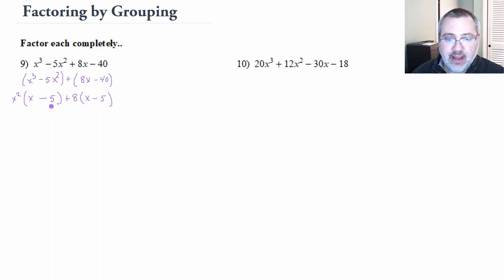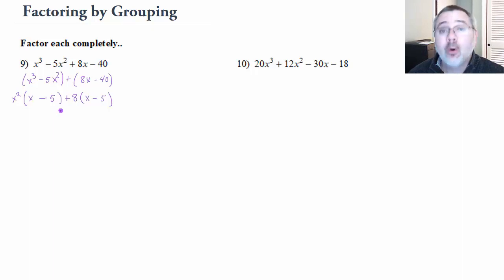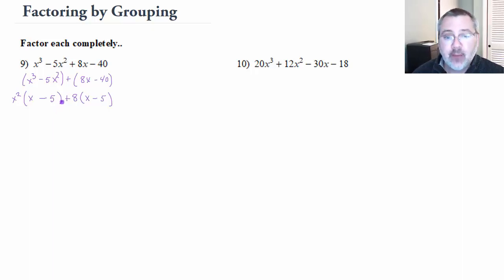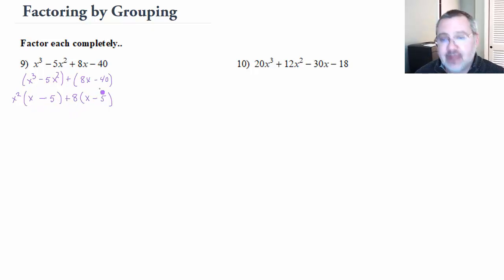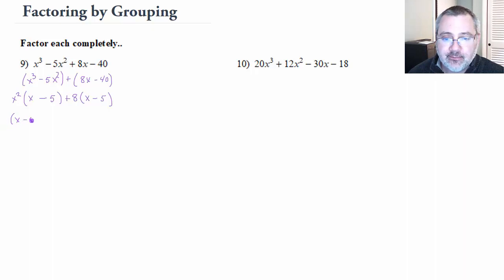If this group and this group are not the same after you've taken out the GCF, then your factoring by grouping either was done incorrectly or it cannot be factored by grouping. But now that we do see that this x minus 5 and x minus 5 are the same groups, we can factor out the group itself, x minus 5, out front and then write what's left, which is x squared plus 8. And we end up with a multiplication between them, although we don't have to write it there. That's how we can factor by grouping.